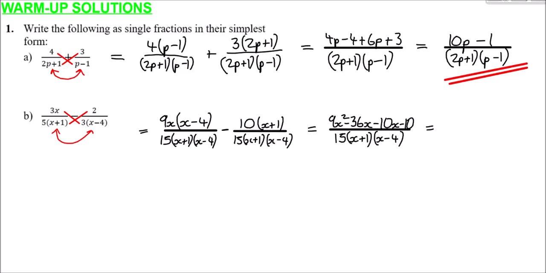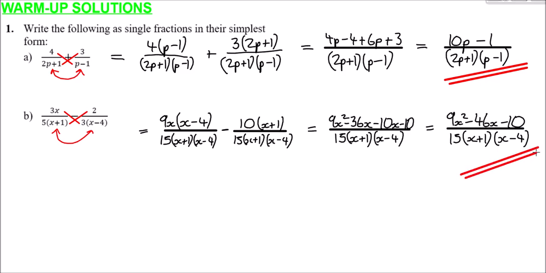And final step, we can just simplify all of these terms on the numerator, giving us 9x squared minus 36x minus another 10x is minus 46x, and minus 10 just stays as minus 10, and all of that's over 15 lots of x plus 1 brackets x minus 4. So that's warm-up question 1 complete, both parts A and part B. Let's have a look now at warm-up question 2.